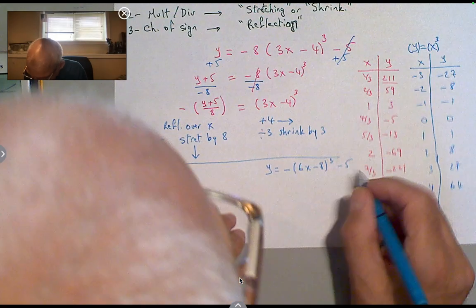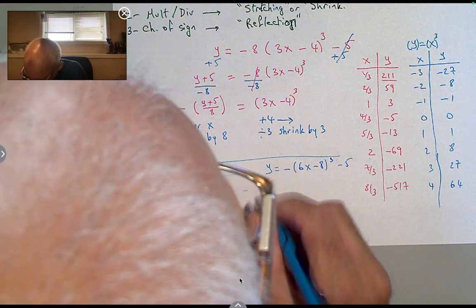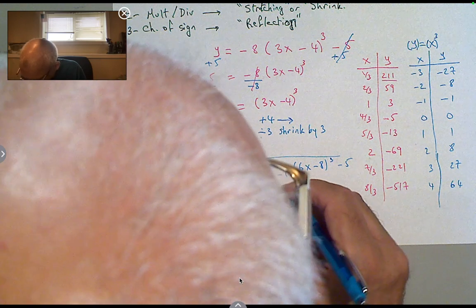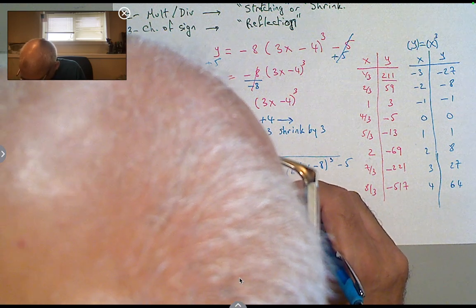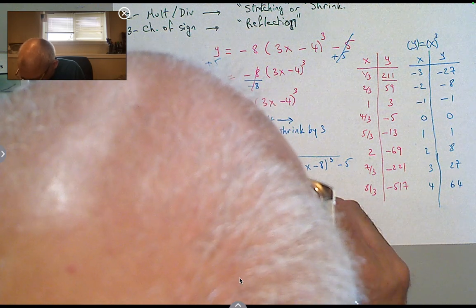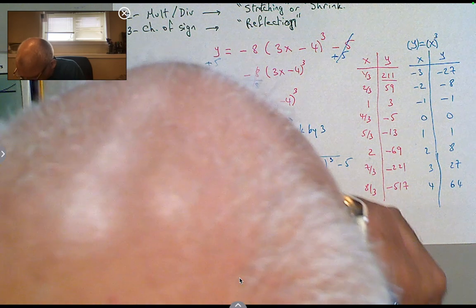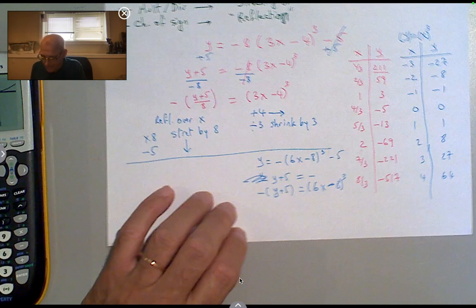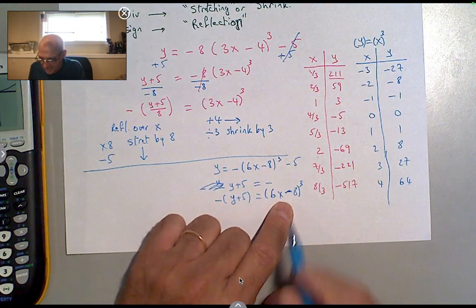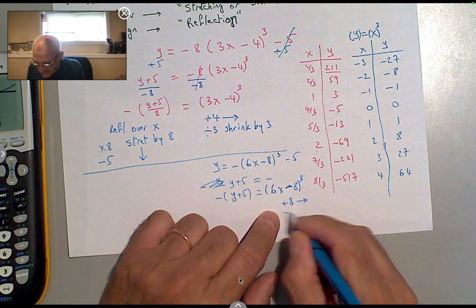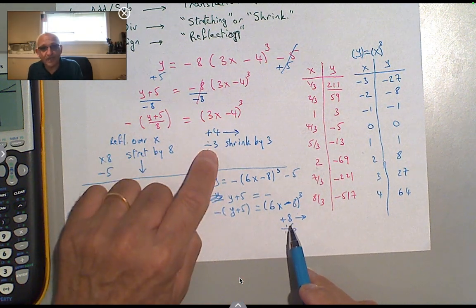Because now I'm going to say negative y, first of all, y plus 5 equals negative that, and then you say negative y plus 5 equals 6x minus 8 cubed. So now what I'm doing to the x, I'm adding 8, and then I'm dividing by 6, shrinking by a factor of 6, rather than to add 4 and shrink by 3.